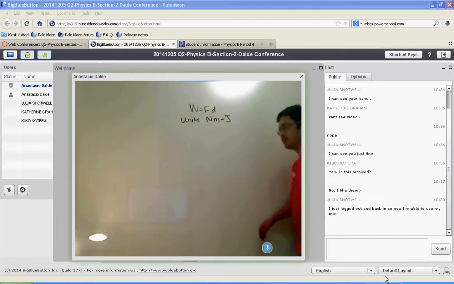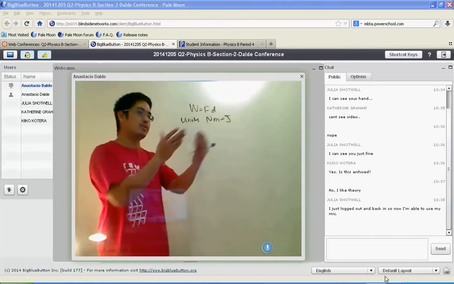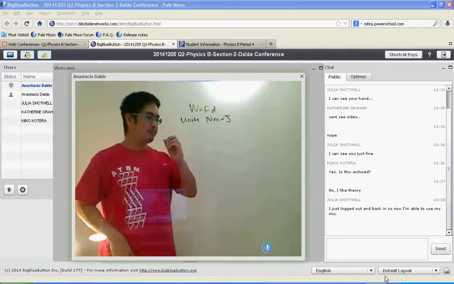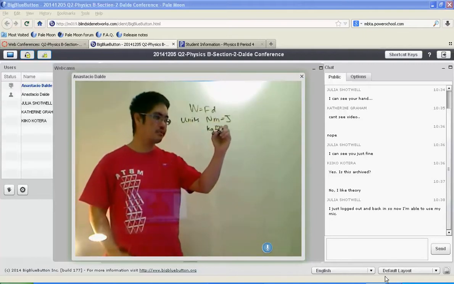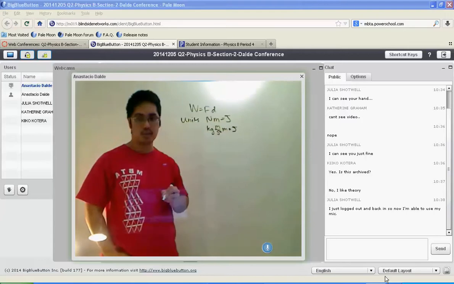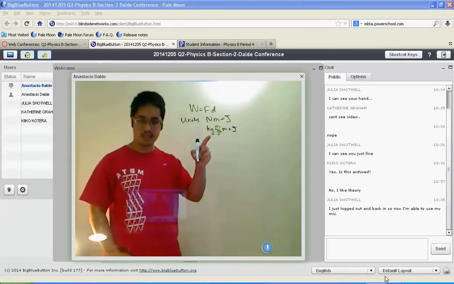All right. So work equals force times distance. Joules is the same as newton meters. Another way to play with the units would be kilograms times meters per second squared times meters is the same as joules. Do you see how the newtons actually just changed over to kilogram meters per second squared? Do you guys see that? Yes, no?